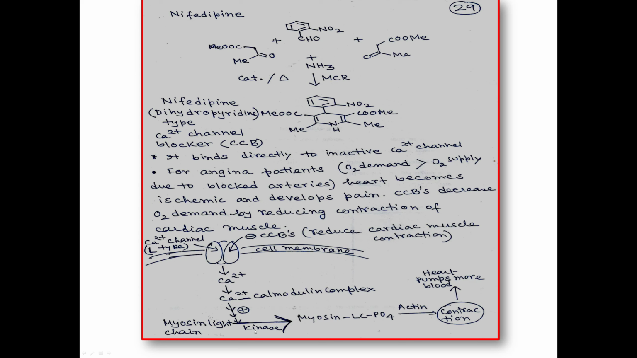Myosin is a protein, so it has a light chain, a lightweight peptide chain, that in the presence of kinase undergoes phosphorylation. The kinase, activated by the calcium 2+ calmodulin complex, catalyzes this phosphorylation, and then the phosphorylated myosin interacts with actin to give the actomyosin complex, and that leads to the contraction. So this normally happens.